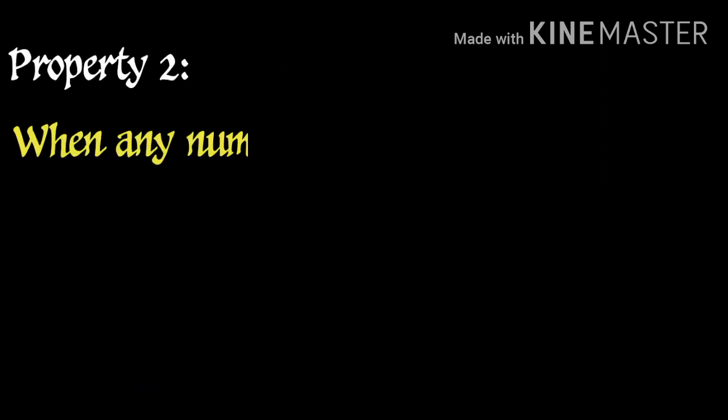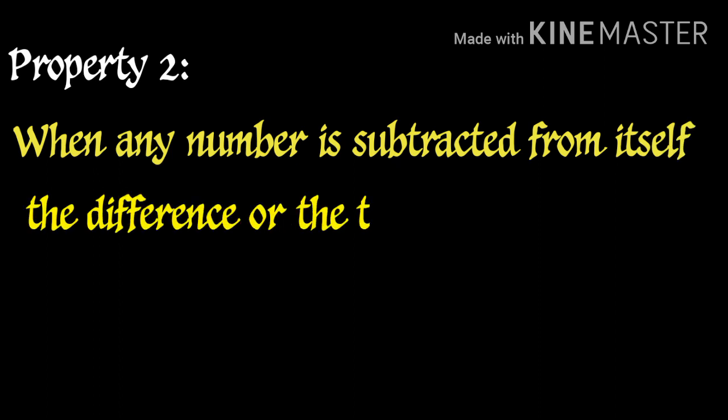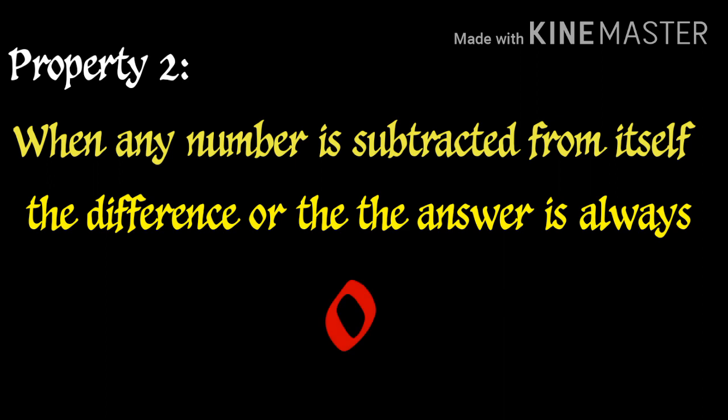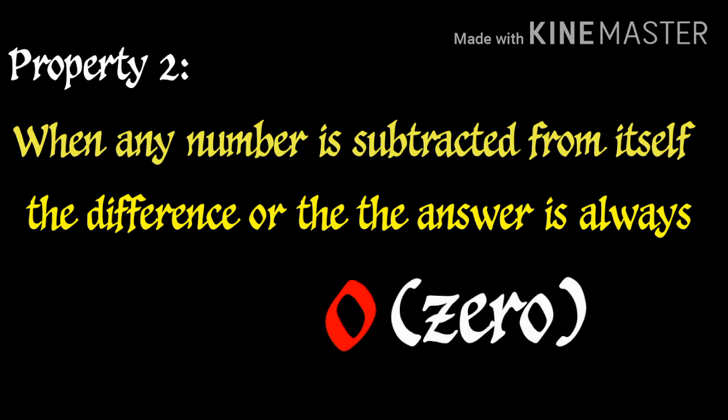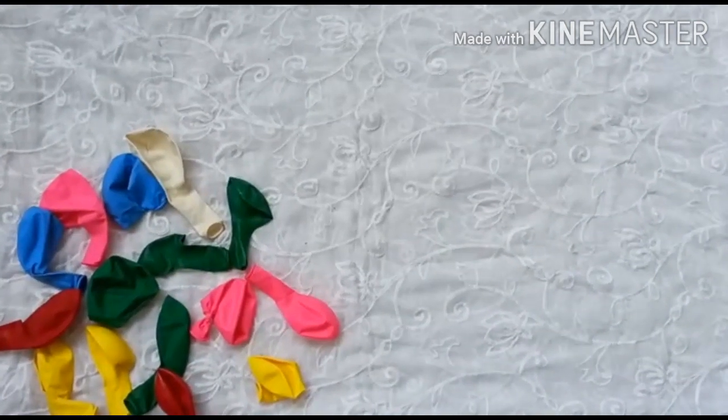Property 2: When any number is subtracted from itself, the difference or the answer is always 0. To understand this property more clearly, here is the next example for you. So now let's go for the next example.